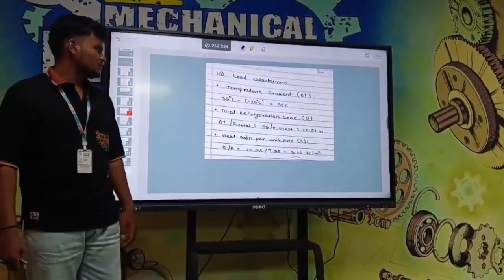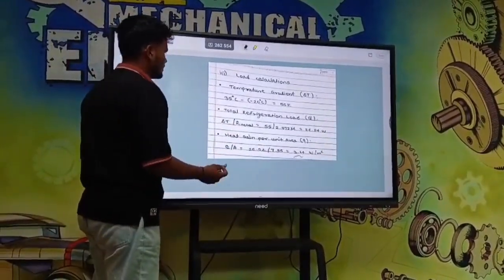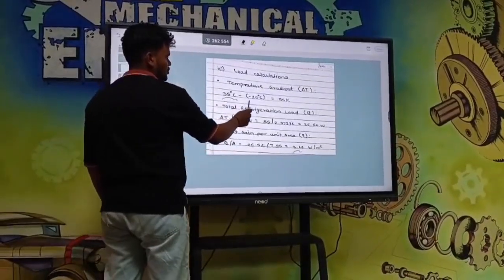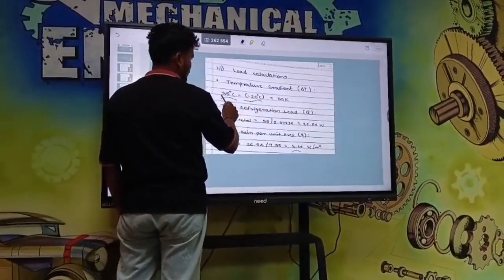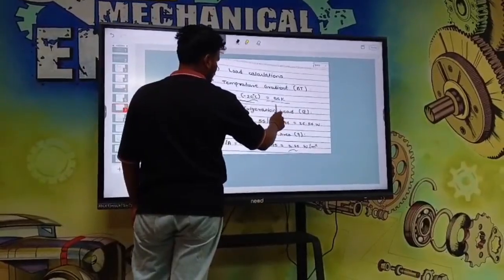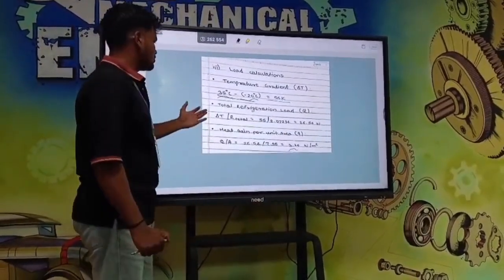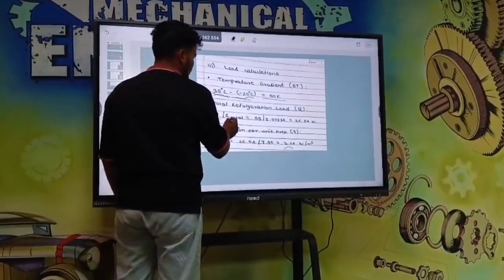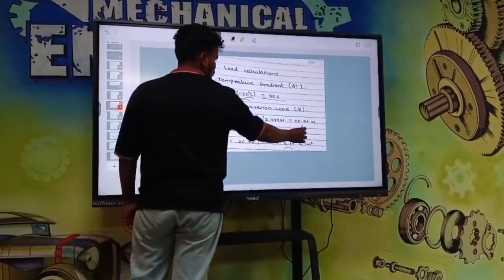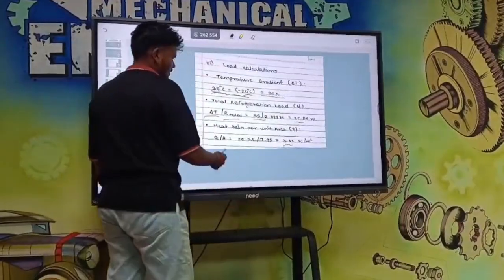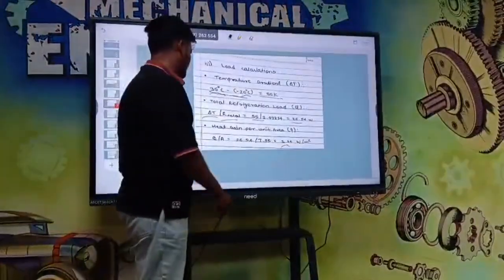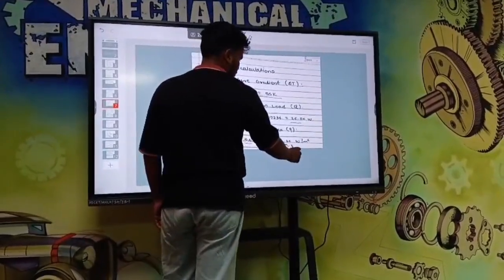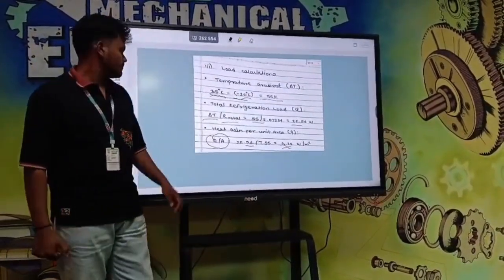Next is load calculation. 35 degrees Celsius is given, and we have to maintain -20 degrees Celsius, so the temperature difference comes to around 55 Kelvin. To calculate the total refrigeration load, use delta T divided by R total, which comes to around 26.54 watt. Next is heat gain per unit area: Q divided by A comes to around 3.34 watt per meter square.